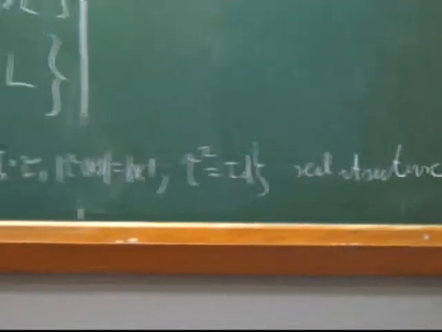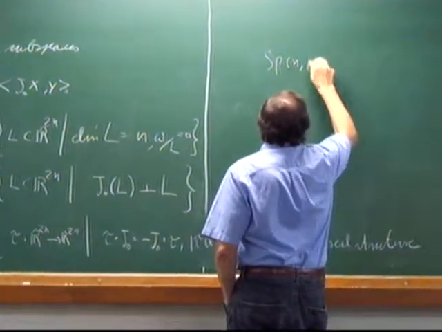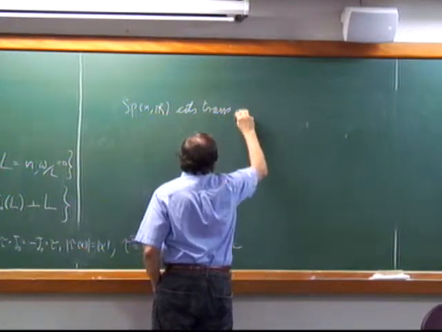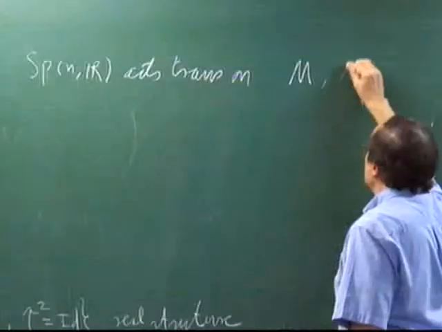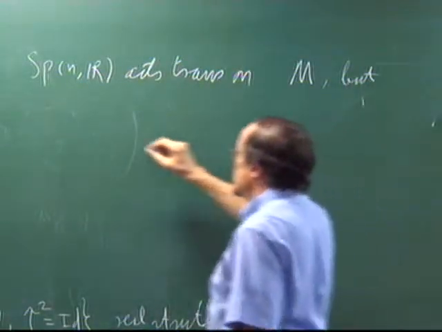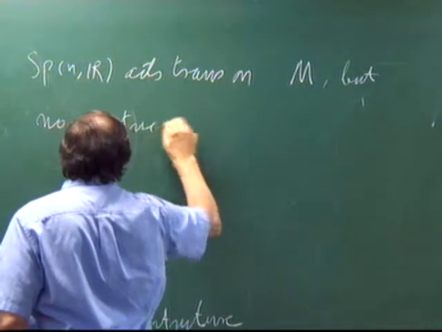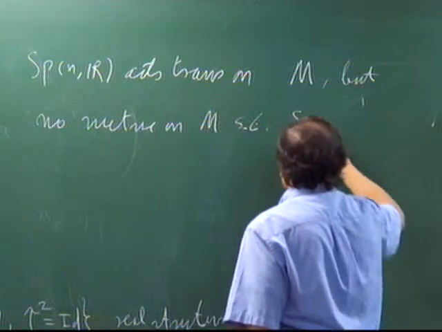Okay, then we already discussed that certainly Sp(n, R) acts transitively on this set of Lagrangian subspaces, but there is no metric on M such that Sp(n, R) acts by isometries.